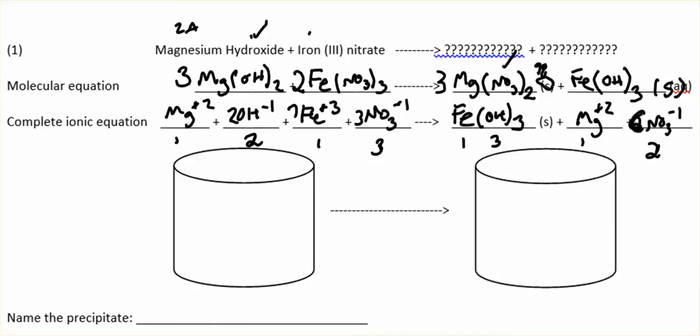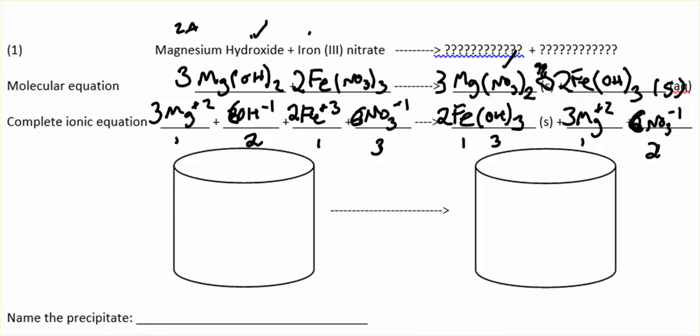So that gives me 2 irons, 6 nitrates, 6 hydroxides, 3 magnesium, and then over here we would have 2 Fe(OH)3, and then we have still our 3 magnesiums.